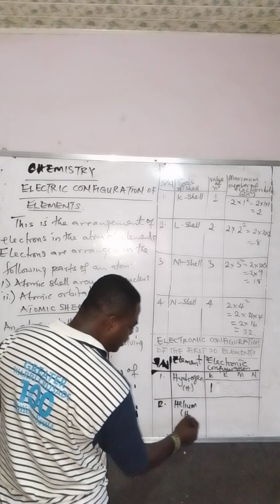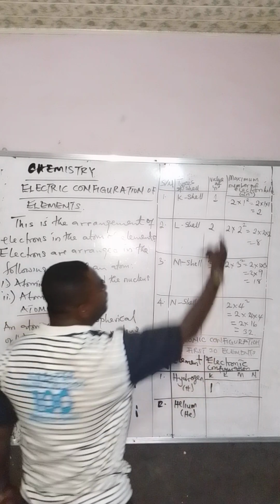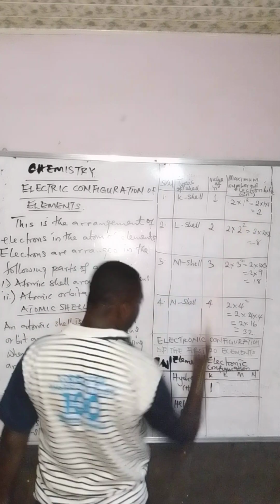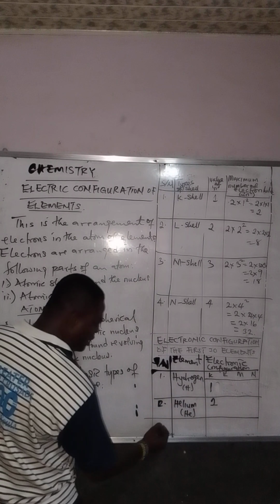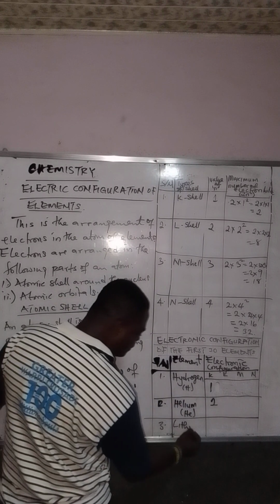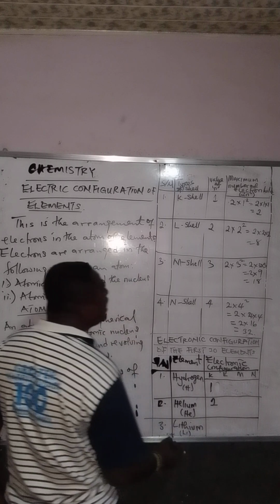Helium, He. Now this one has 2 electrons, and K shell can carry a maximum of what? 2 electrons. So we put the 2 here under K shell. Then number 3 is what? Lithium. Lithium, Li. This one has 3 electrons.